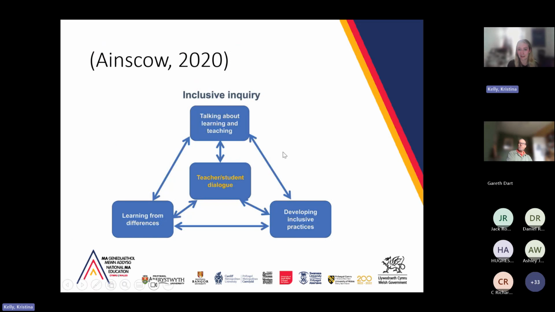And again, it's almost like a cyclical journey, which ties in really well to what we're asking you to do, to reflect upon those inclusive practices and use those reflective models. So I just thought that was a really helpful diagram to highlight everything that we've spoken about so far in terms of that collaboration and that reflection.